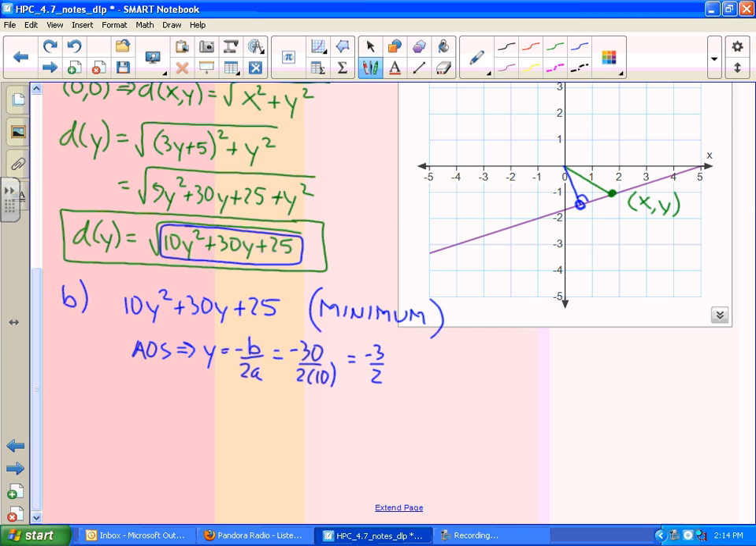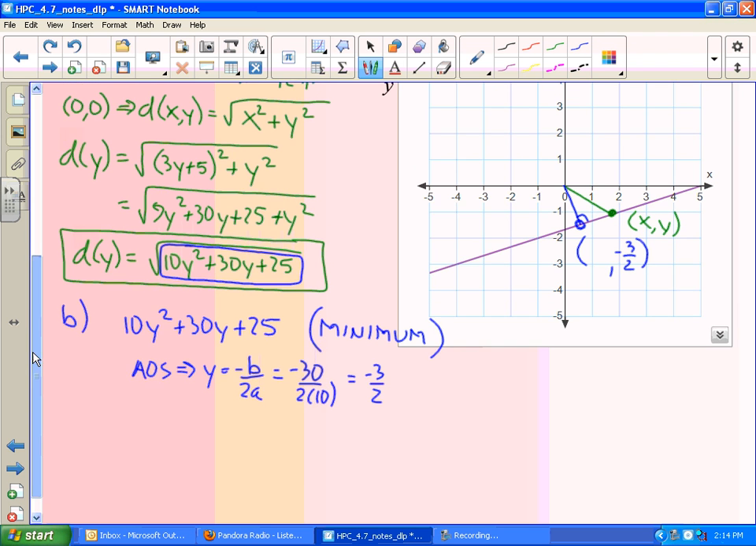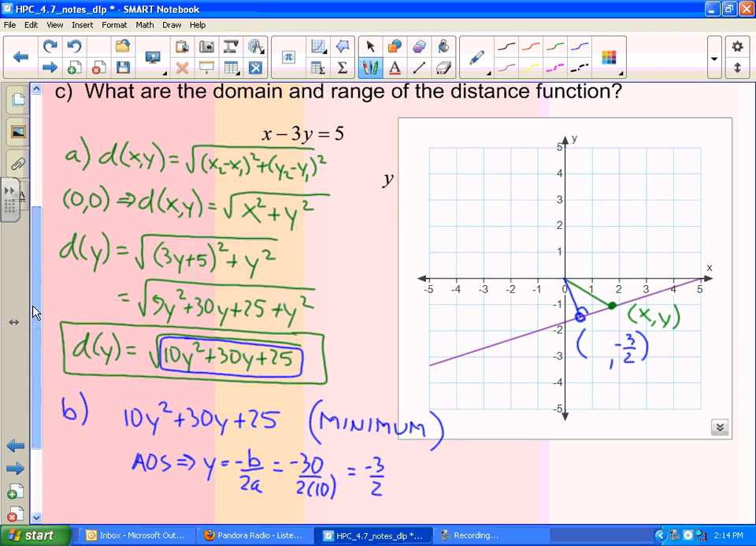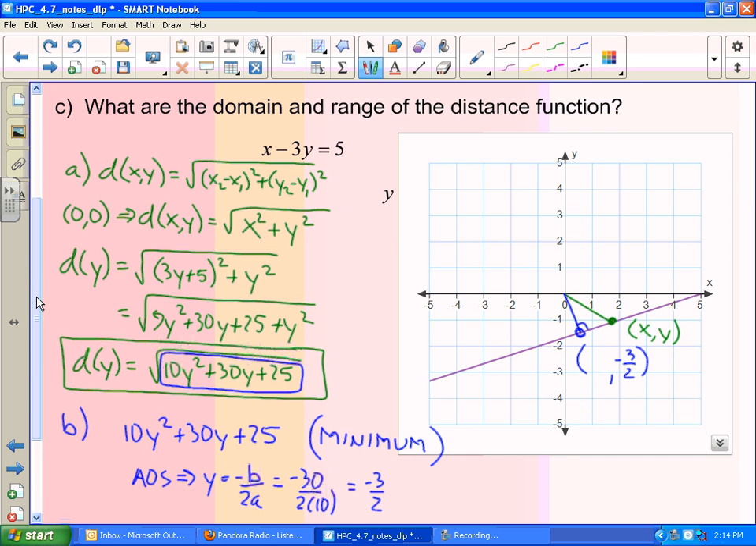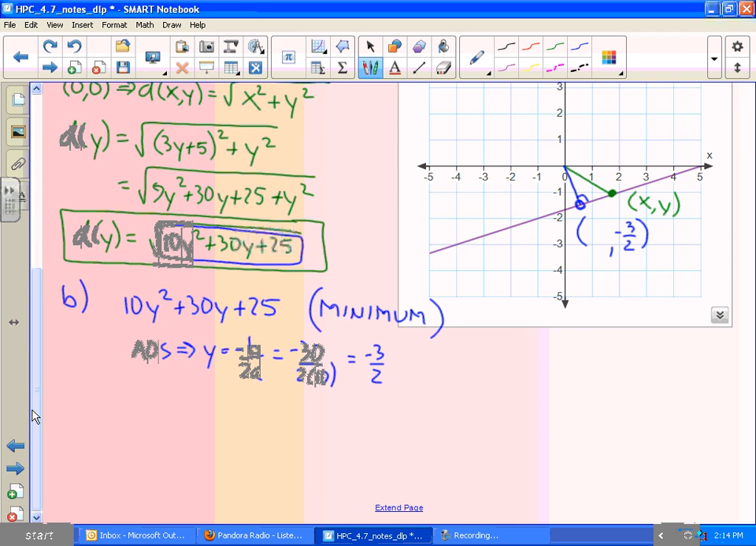So right now in my coordinate, I know that this is negative 3 halves. How do I go find the x? I plug it in where? Good. I plug it into the original equation of my line, right? I want to find that's the point on my purple line, so I'm going to use the x minus 3y equal 5. And we're going to go find the x.